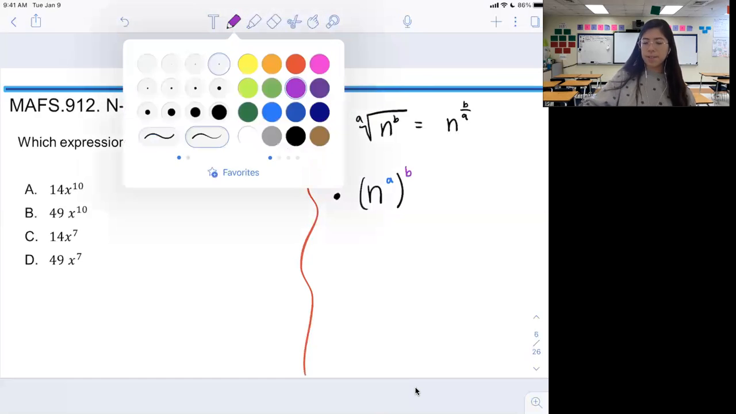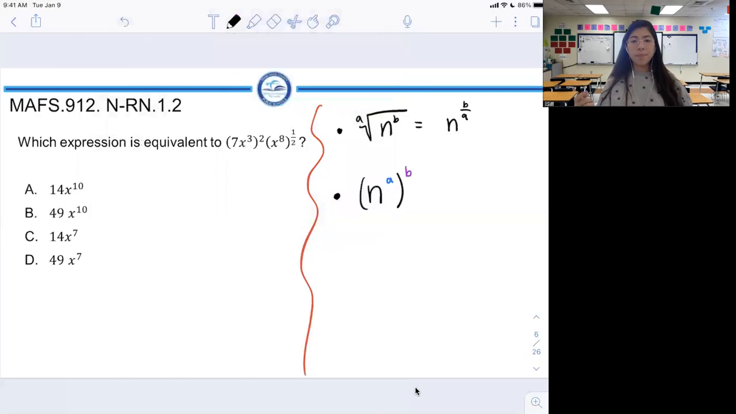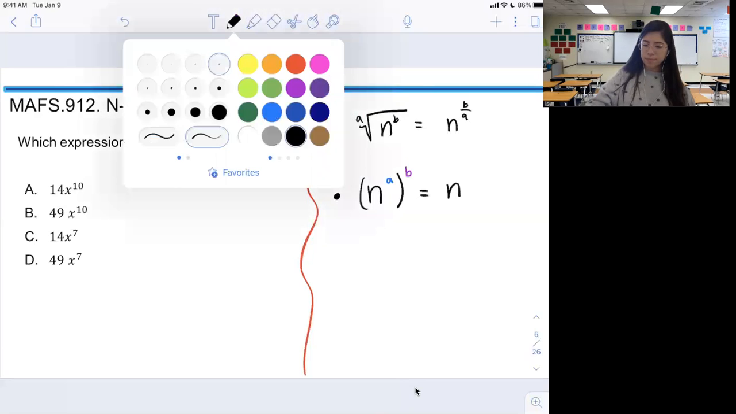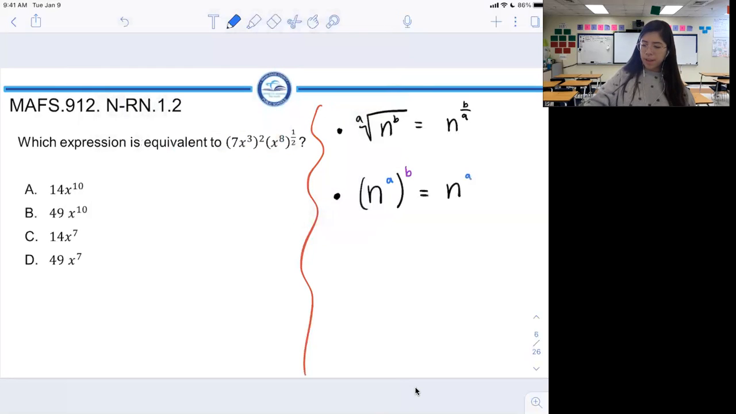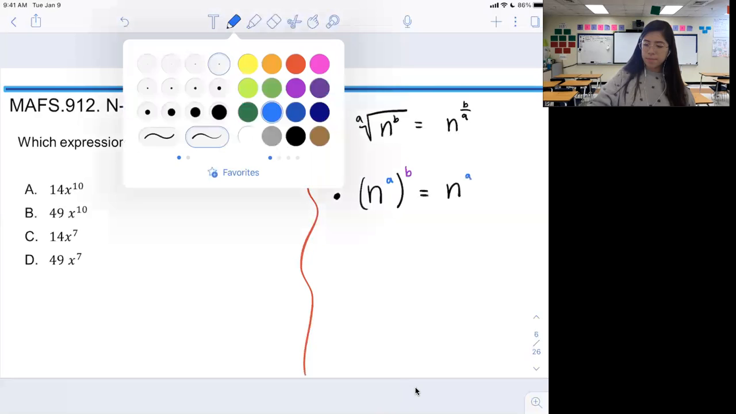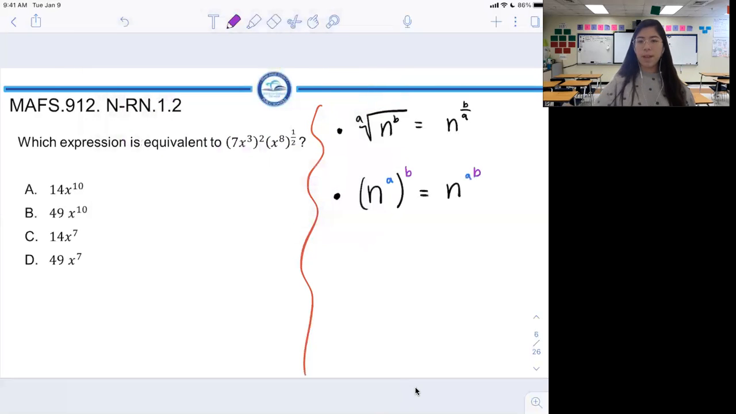So this is called the power of a power, because it's kind of like inception, right? You've got a power and then you've got another power on top of that. That's just going to be n to the power of a times b. So you just multiply those two numbers.